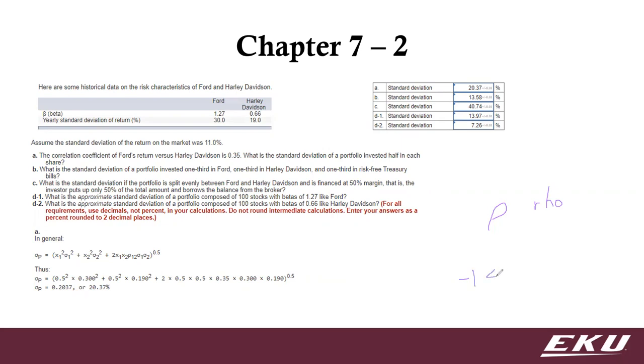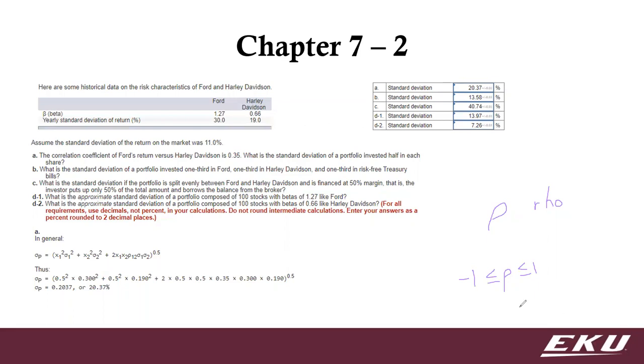So -1 is less than or equal to rho, which is less than or equal to 1. If it's equal to -1, then they're perfectly negatively correlated, which is great for portfolios. If rho is equal to 1, then they're perfectly correlated, and I get no portfolio benefit, right? That means they work perfectly in tandem, and I'm basically making the portfolio with itself. But anything in between, this is where all of our portfolio stuff comes from.